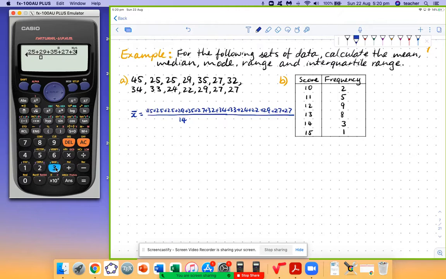27, 32, 34, 33, 24, 22, 29, 27, and 27. And that's all over 14. So that's going to come out to be 51. No, that doesn't look right. Oh dear. Something's gone wrong. What did I do wrong?